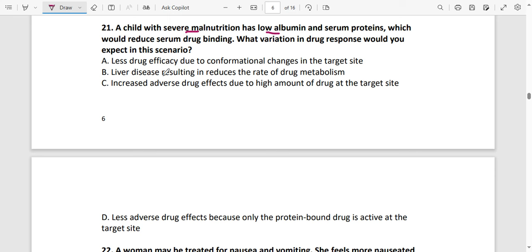So it was supposed to be liver disease resulting in the reduction of the rate of drug metabolism. C. Increased adverse drug effects due to high amount of drug at target site. D. Less adverse drug effect because only the protein bound drug is active at the target site. Anyone that can help?